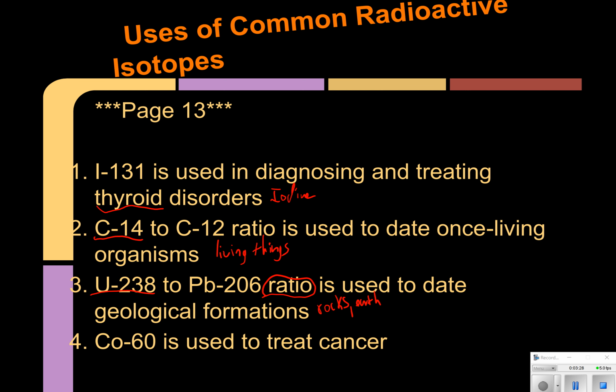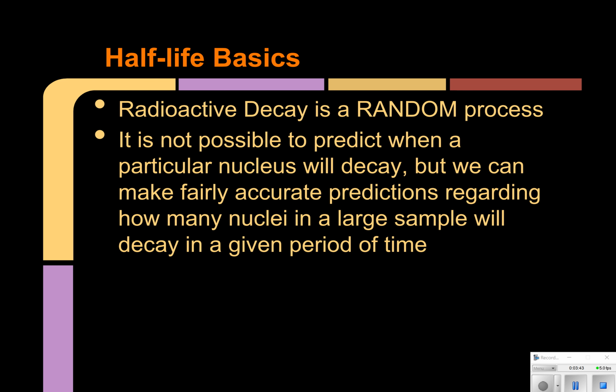The last one you need to be familiar with is cobalt-60. It's the last of the four common radioactive isotopes that you need to be aware of, and it is used to treat different types of cancer. And again, you can take a look at page 13 if you would like to review those in more detail.